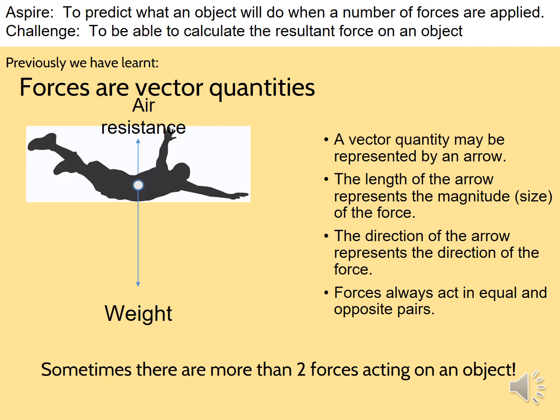So in lesson number 1, we have looked at the following, and let's just recap using the same diagram from the previous slide. First of all, we should know that a vector quantity may be represented by an arrow, that the length of the arrow represents the magnitude or size of the force, that the direction of the arrow represents the direction of the force, and finally that forces always act in equal and opposite pairs. There can be more than 2 forces acting on an object, but in this example we just have the 2 forces there.